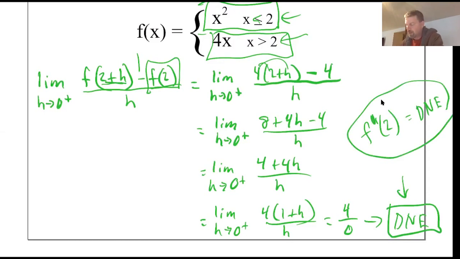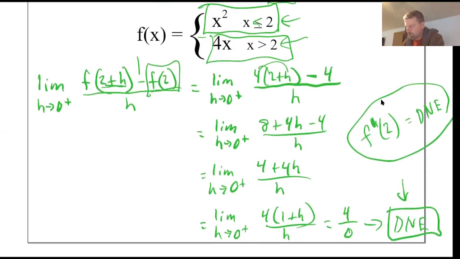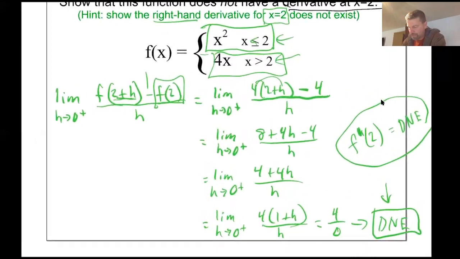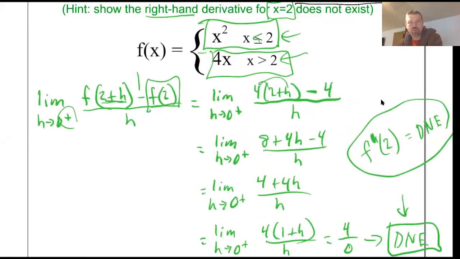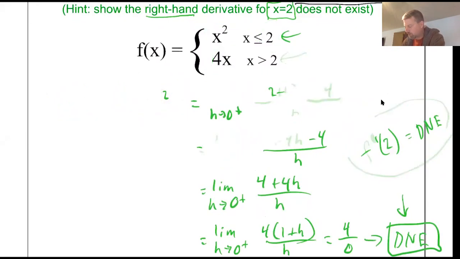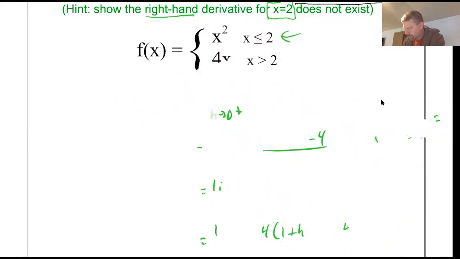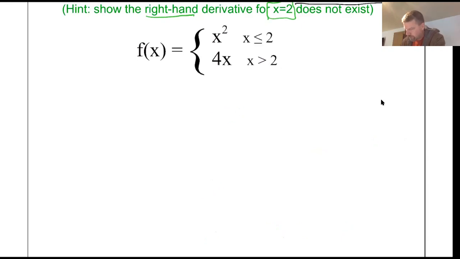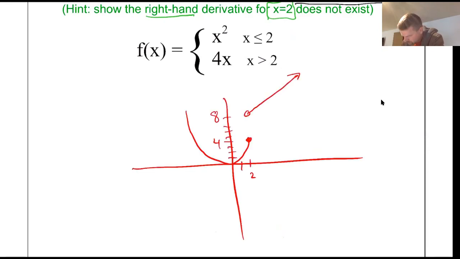All right. At this point, I want to talk a little bit about why I care about the right-hand derivative. I could have tried the left-hand derivative, but the left-hand derivative actually would have worked. I'm going to show you why. So to show you why, I'm going to go back to my sketch of the graph.